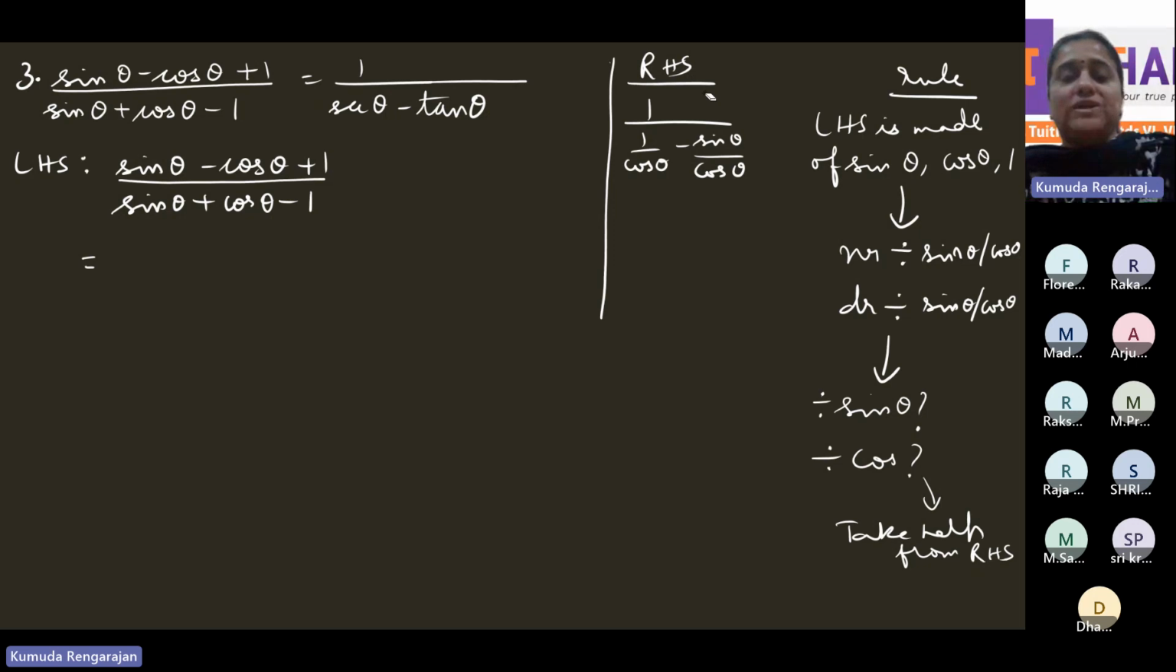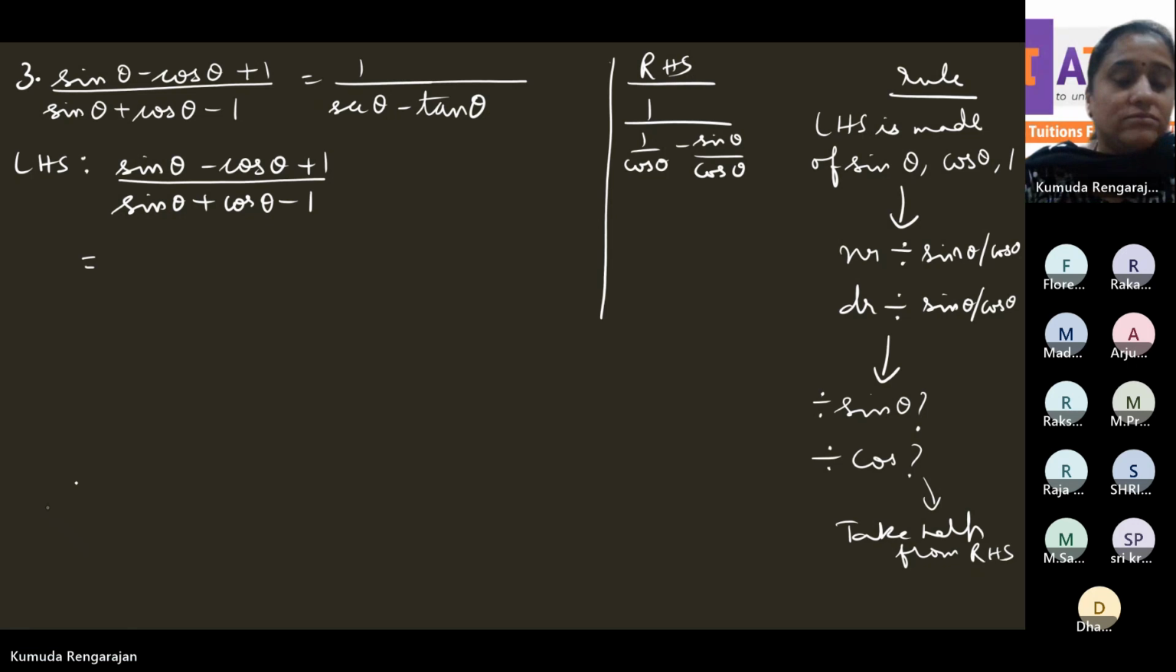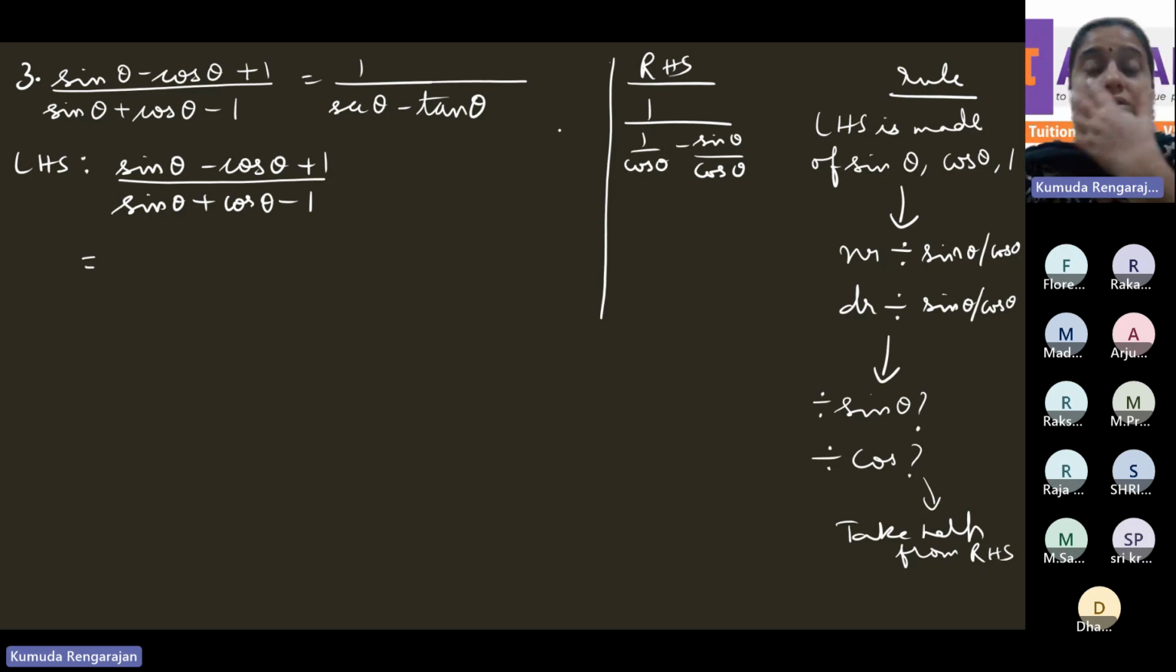So we should take help from the RHS. Now look at the RHS. The RHS is 1 by secant theta minus tan theta. When you see an identity like this, if you want, you can take up the RHS first and work that, and then work the LHS. You may do that or you may not. I'll do it both ways for you.